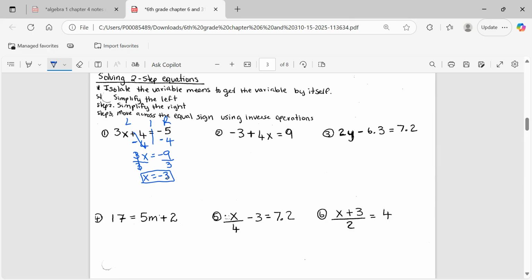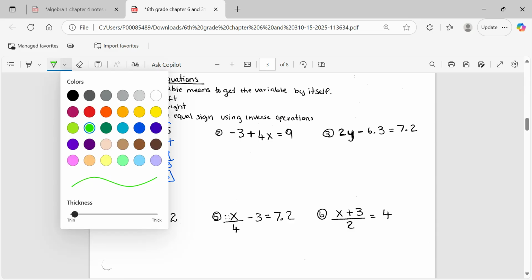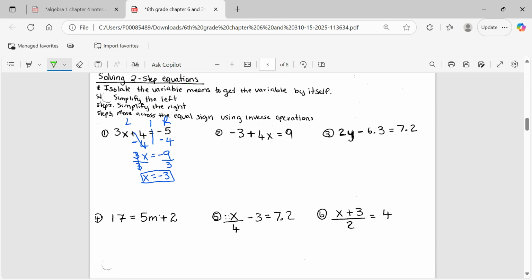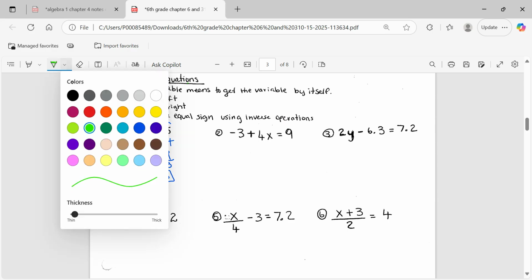So of course you could substitute to check. I'll check this one, but sometimes I'll just mentally check it with the calculator or my mind. So it would be 3 times negative 3 plus 4, that's equal to negative 5. I'm going to check in green. Negative 9 plus 4 should equal negative 5. And this is true. Negative 5 is indeed equal to negative 5. So I know that my solution is correct.